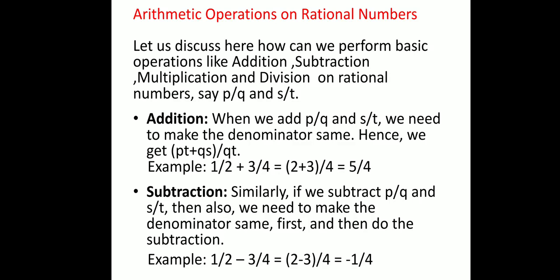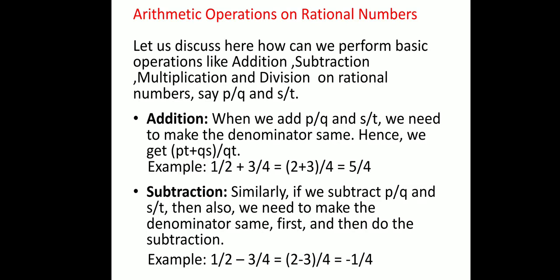Now if I need to add two rational numbers, here I am taking general rational numbers P by Q and S by T, so that you can move on easily. Now let us take P by Q and S by T. First of all, if I need to add two rational numbers, the very first thing I need to do is to make their denominators the same. Hence, we get P into T plus Q into S divided by QT. Let us take an example.